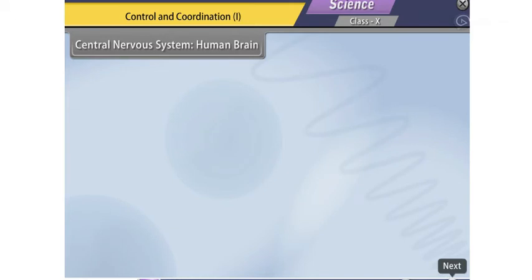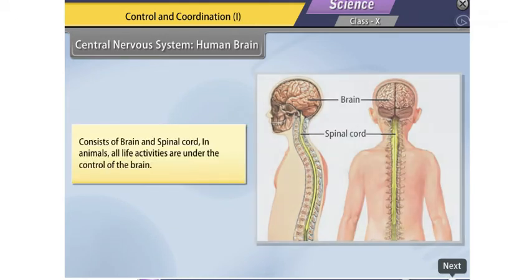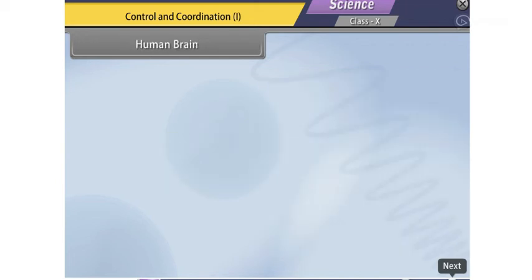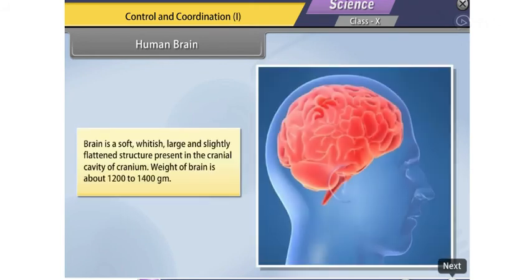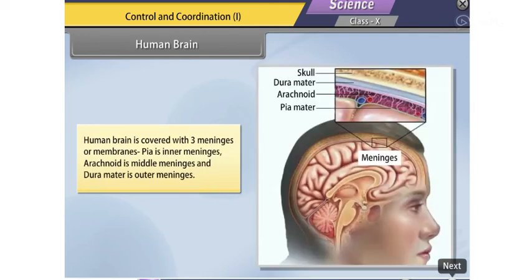Central nervous system, human brain. The central nervous system consists of brain and spinal cord in animals. All life activities are under control of the brain. Human brain. Brain is a soft, whitish, large and slightly flattened structure present in the cranial cavity of the cranium. Weight of brain is about 1200 to 1400 gram. Human brain is covered with three meninges or membranes.